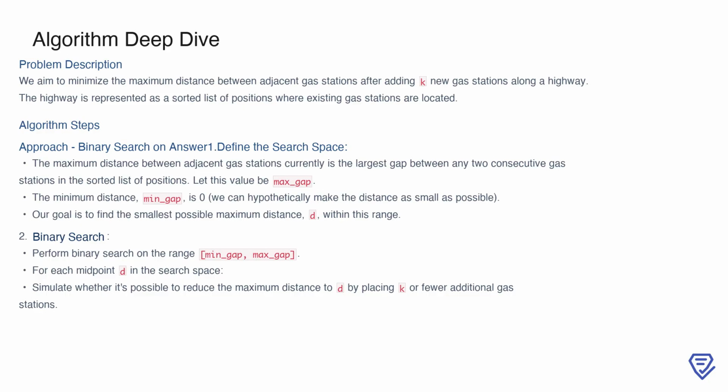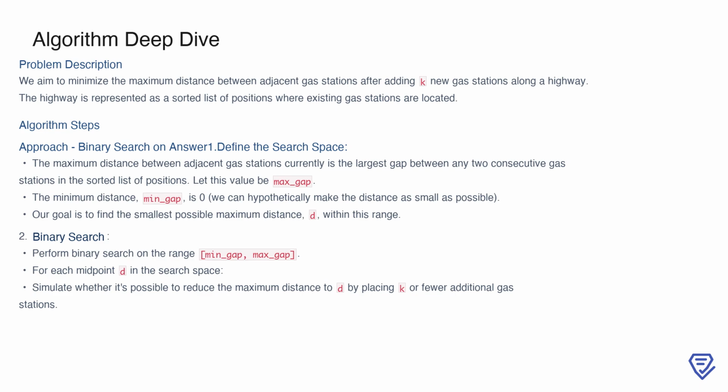First, we define the search space. The maximum distance right now is the largest gap between any two consecutive gas stations, referred to as max_gap. On the other hand, the minimum distance, min_gap, is 0, since we can hypothetically make the distance as small as possible. Our task is to find the smallest possible maximum distance, d, within this range. Binary search is then applied to this range.